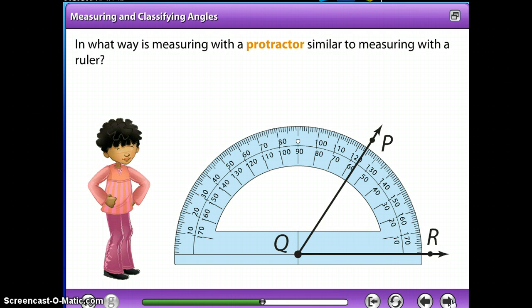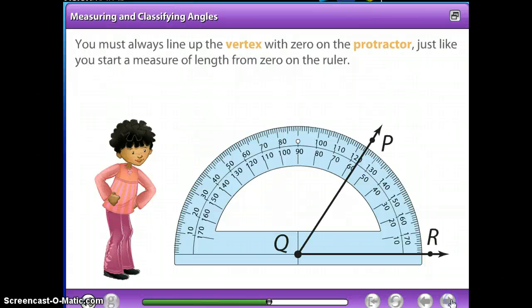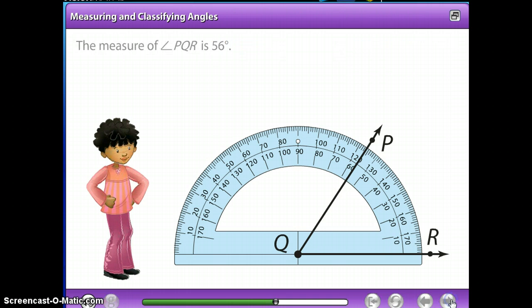In what way is measuring with a protractor similar to measuring with a ruler? How are they similar, Eli? It has the measurements. Okay. You must always line up the vertex with 0 on the protractor, just like you start a measure of length from 0 on the ruler. The measure of angle PQR is 56 degrees.